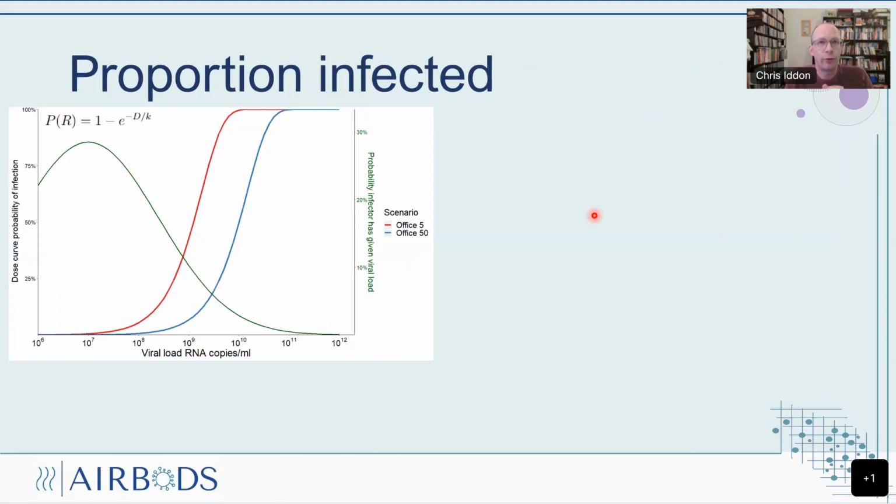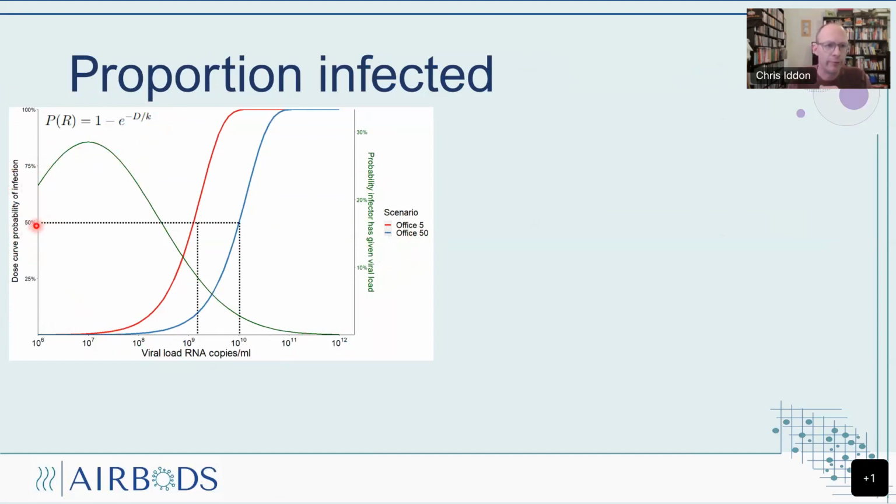Okay, so once we've got this distribution of viral loads, we can then use a dose-response curve, which will enable us to try and calculate the probability of a susceptible person being infected. So given an infector with these viral loads and the emission rate into a given space, a 5-person office or a 50-person office, we can then use a dose-response constant to determine the probability of the susceptible people becoming infected. The green bar here shows the distribution of those viral loads on the right-hand axis, and on the left-hand axis, it's the probability of infection.